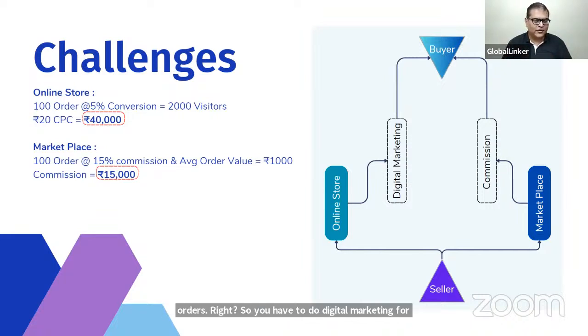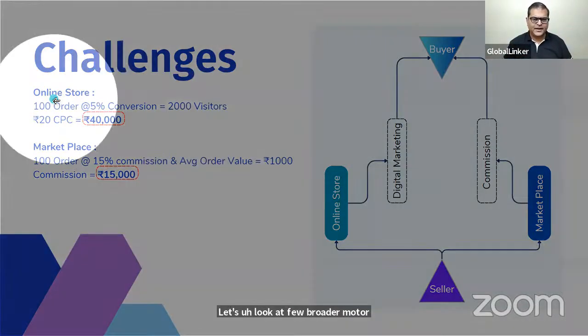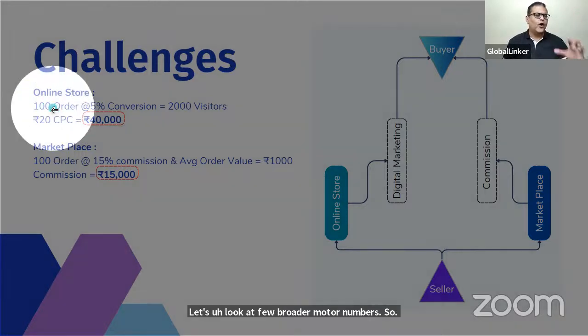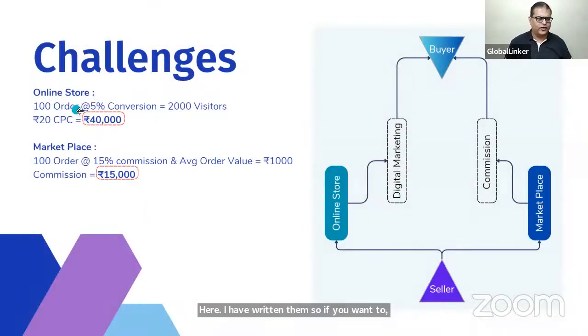Now, if you have decided to do digital marketing, let's look at a few broader numbers. So here I have written them. If your desire is to get 100 orders, and imagining a very high and optimistic conversion rate of 5%, that would reverse calculate to about 2,000 visitors, right? So if 2,000 people are coming to your website, then you will get 100 orders. The industry average is around 2%, but I have considered a very optimistic 5%. So still you'll need 2,000 people to come to your website.